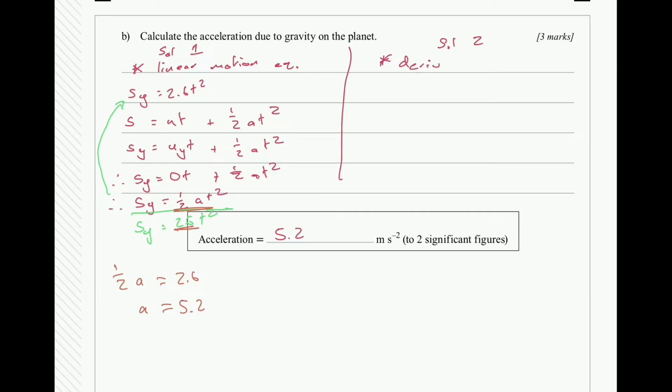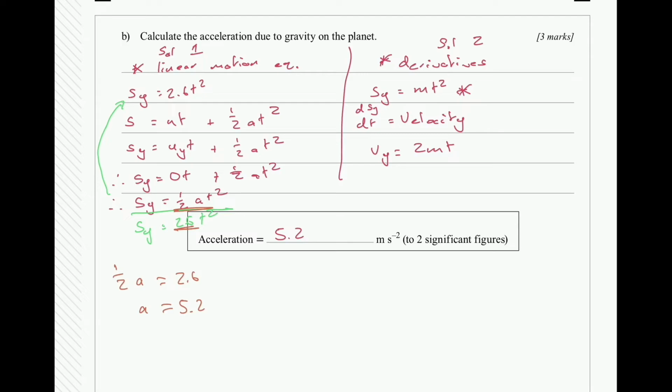Now the other solution is for those who are doing Methods or Specialist and thinking about derivatives. A derivatives solution makes us think about our relationship SY is equal to mt squared. If we do the derivative of displacement, we get the rate of change of displacement, which is actually our velocity. So dSY/dt would be equal to velocity. If I do the derivative of this equation, I end up getting VY, our velocity, is equal to 2mt.